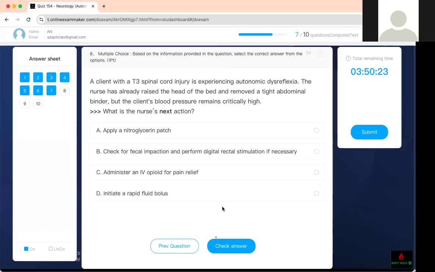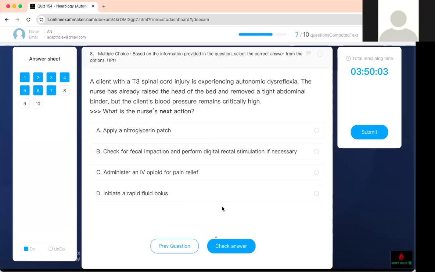The client with the T3 spinal cord injury is experiencing autonomic dysreflexia. The nurse has already raised the head, so head is up. That's the first thing you do. And remove constrictive clothing, everything, abdominal binder. Blood pressure still remains high. What do you want to do?